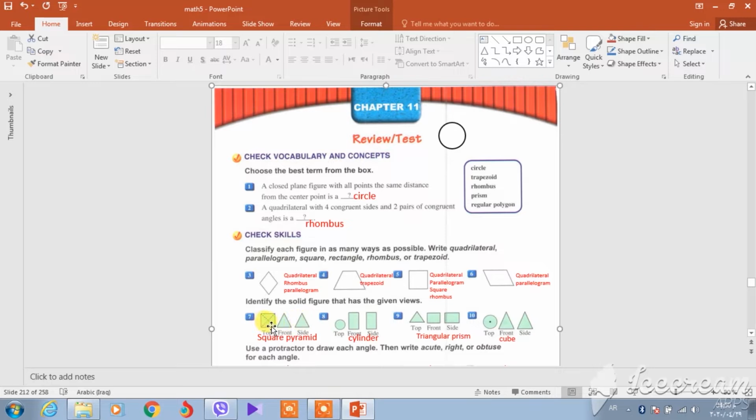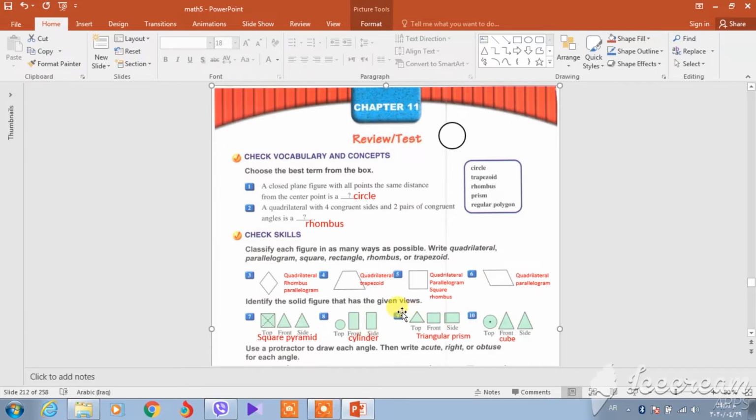Do you know, students? This solid figure is a square pyramid. If we look at this one, from the top we see the circle, from the front we see the rectangle, and from the side we also see the rectangle. This one is a cylinder.